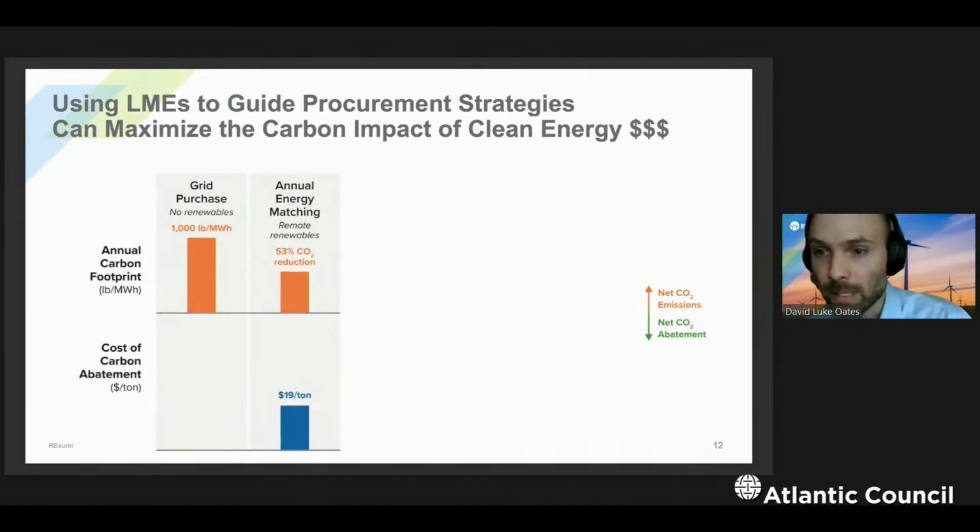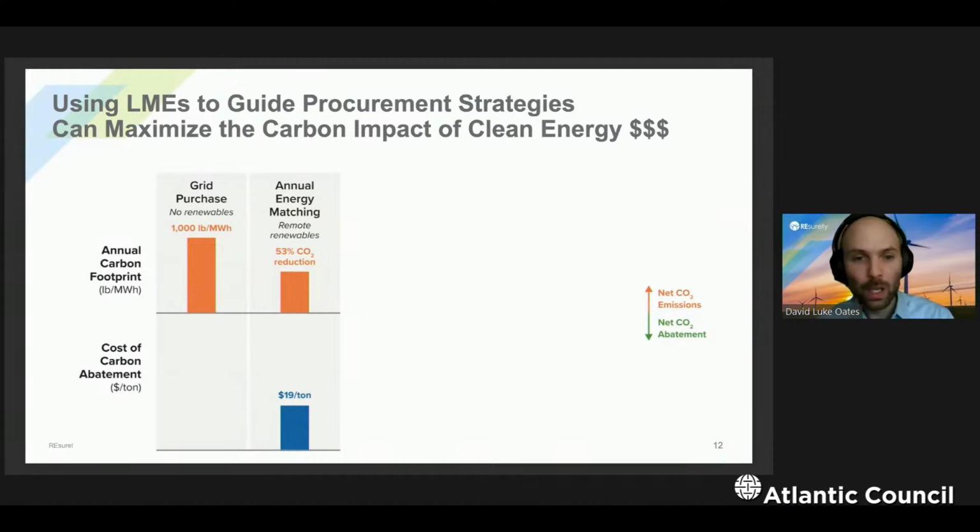So the first decarbonization strategy that we looked at here was an annual energy matching strategy. So they're going to buy clean energy to match the megawatt hours consumed. They're going to buy enough wind generation so that on the annual average basis, their megawatt hours of clean generation is equal to their megawatt hours of consumption. But they get sort of unlucky with their procurement. So they're buying that clean energy from a resource that has a relatively low LME. And because of that, even though they've matched their consumption with their generation on a megawatt hour basis, they only achieve about a 50% reduction in their carbon footprint.